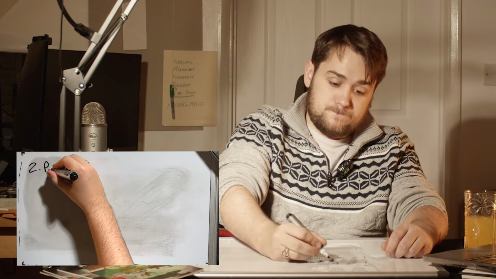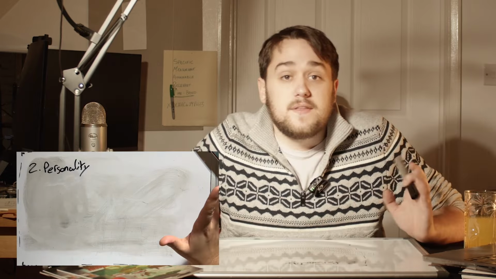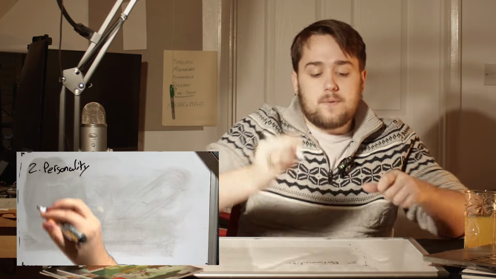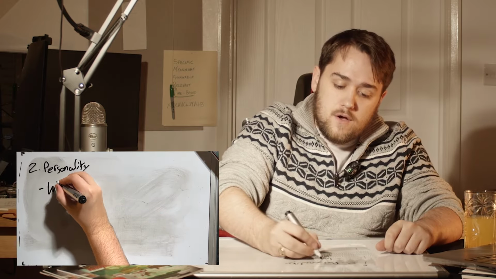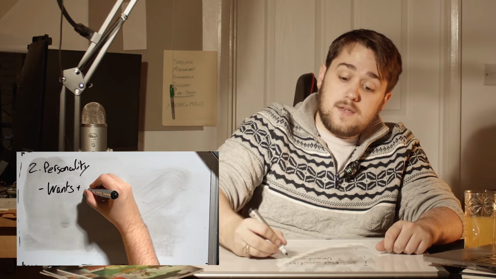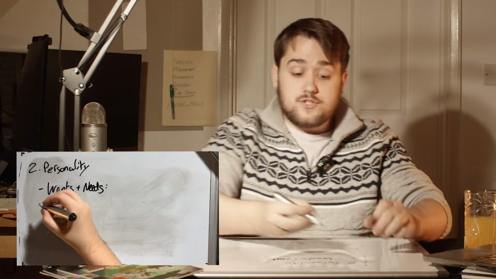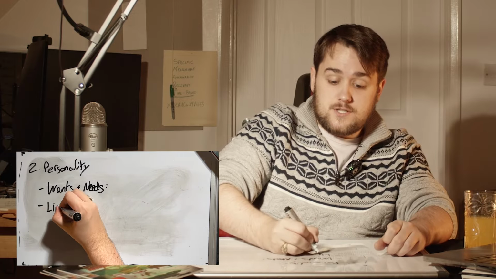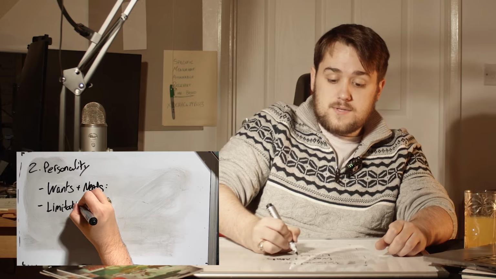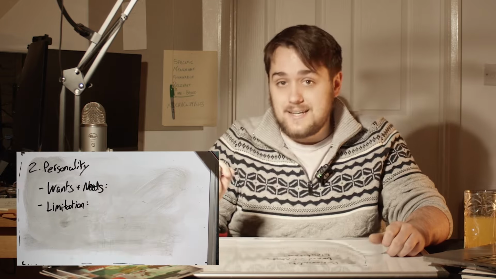Number 2, personality. Personality, very important part of any character. But there's a clear way of setting this up. We want to first think of our character's wants and needs. There you go. Then we're going to move from that to their fears or limitations. Limitations. This is ideally something that stops them getting what they want or need.